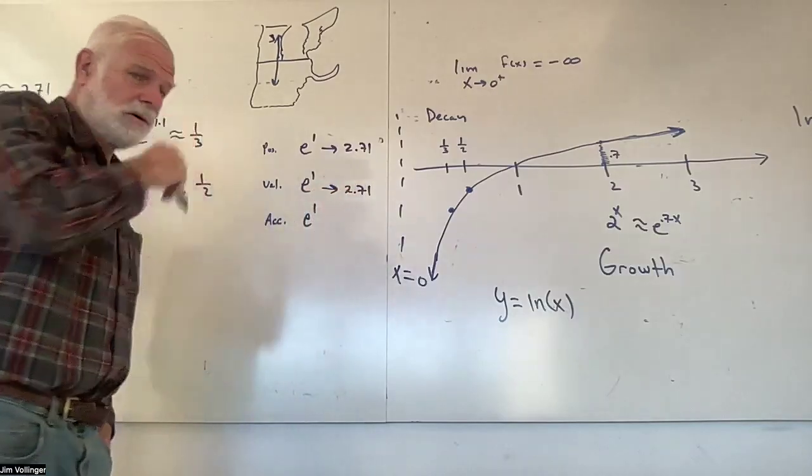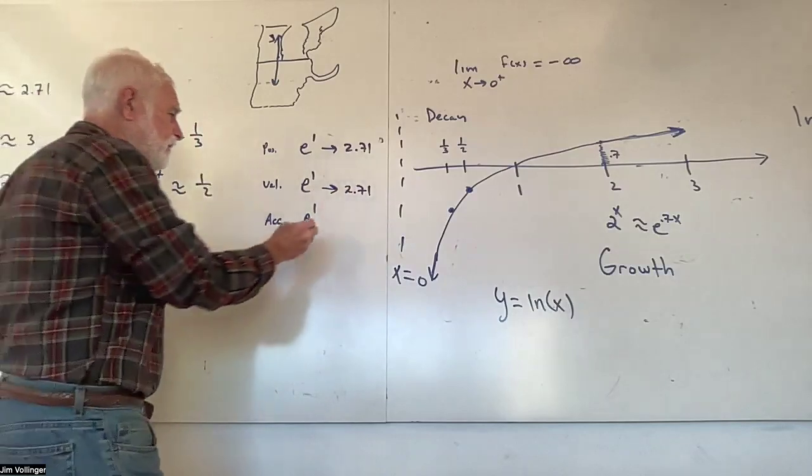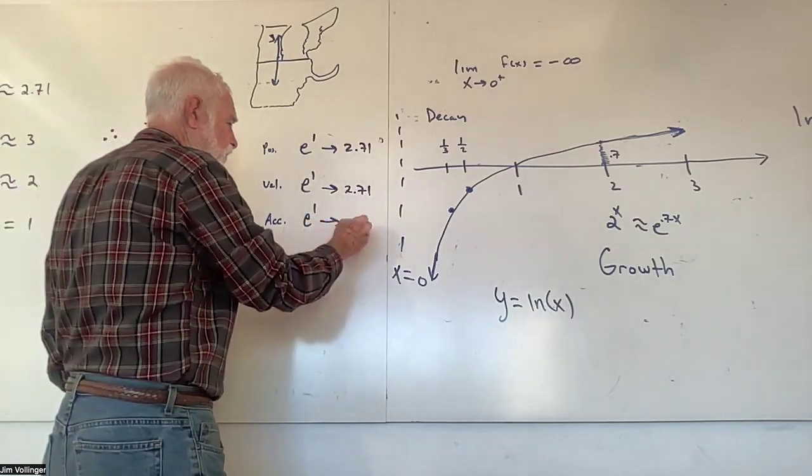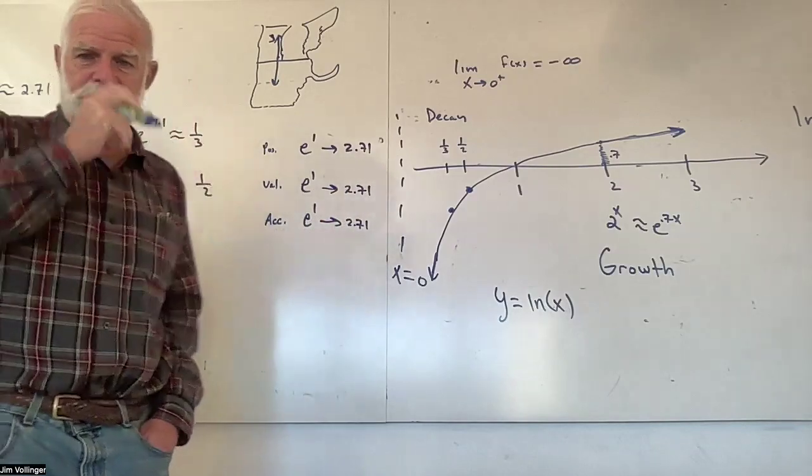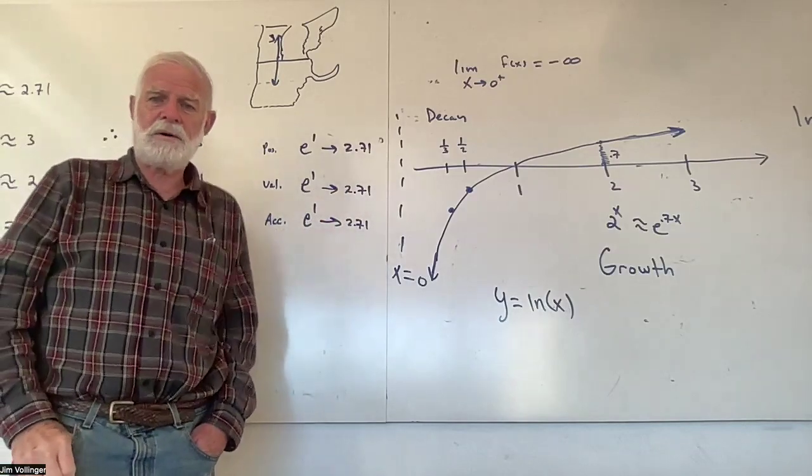Because e to the x is its own derivative. And her acceleration would approximately be 2.71. So we know she's heading north. She's driving at 2.71 miles per hour.